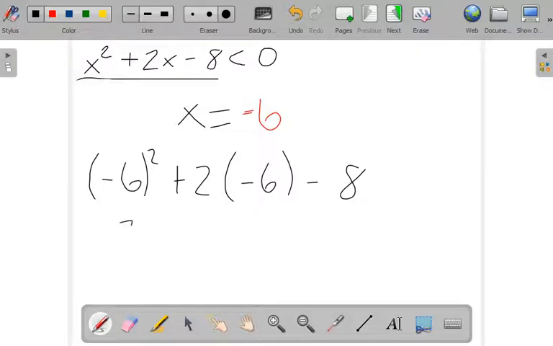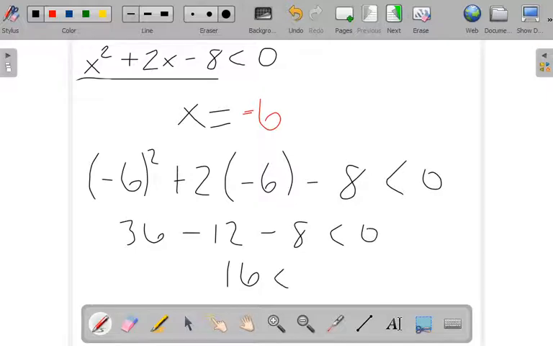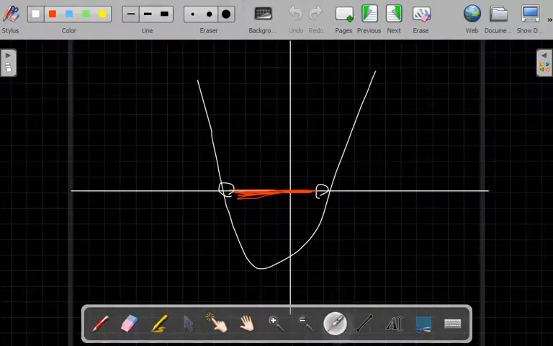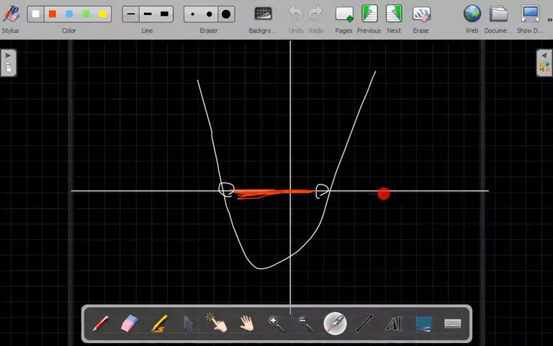Negative 6 squared, 36, minus 12, minus 8. 36 minus 12 minus 8 gives us 16. And this is supposed to be less than 0, right? Is 16 less than 0? No, that is not true. So we know that these points out here are not included in our inequality. These values of x are not included in our inequality. So now we just need to test over here.